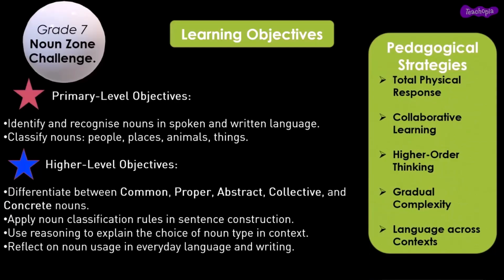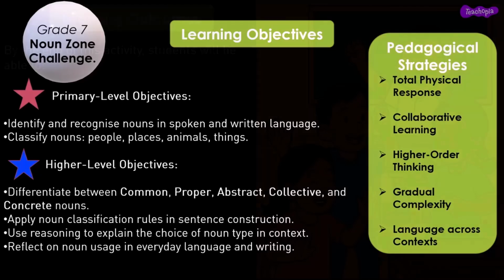The strategies used are total physical response, which is multisensory and movement-based learning that enhances retention. Collaborative learning, group and peer-based activities for noun types, are used. Higher order thinking encourages reasoning and justification. Gradual complexity starts with recognition, moves to application, and then leads to explanation. Language across contexts connects grammar to real life language usage.